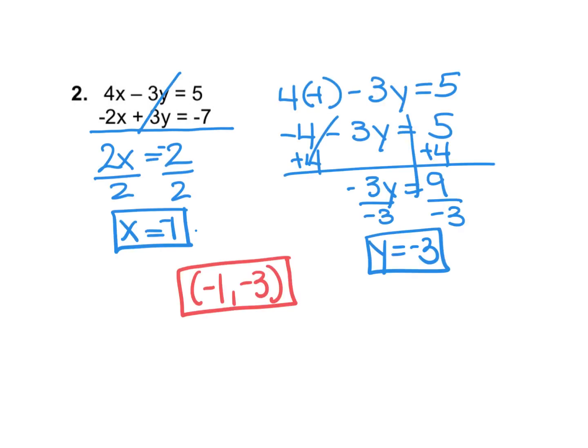All right, so if we eliminated the y's, and then we took 4x minus 2x, we got 2x is equal to negative 2. We ended up with x is equal to negative 1. And then when we plug that in for the x, we ended up with y equal to negative 3. So our solution to the system, where the two lines are going to cross, is going to be at (-1, -3).